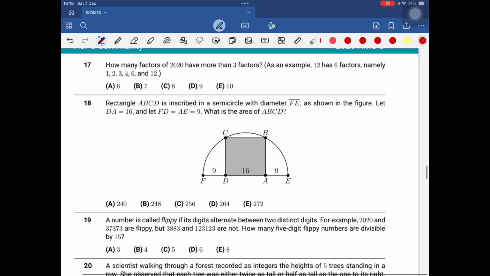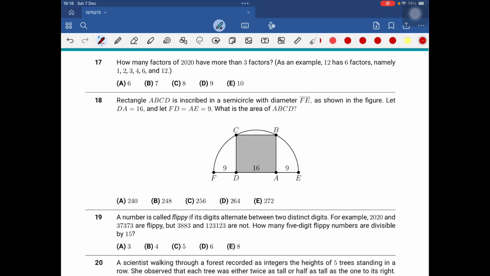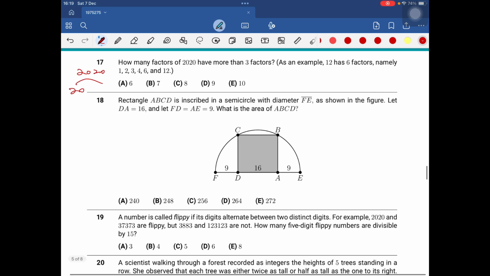Number 17, how many factors of 2020 have more than 3 factors? We can take out these prime factors, which have only 2 factors, and 1. So 2020 is 20 times 101, and 2 to the power of 2 times 5.